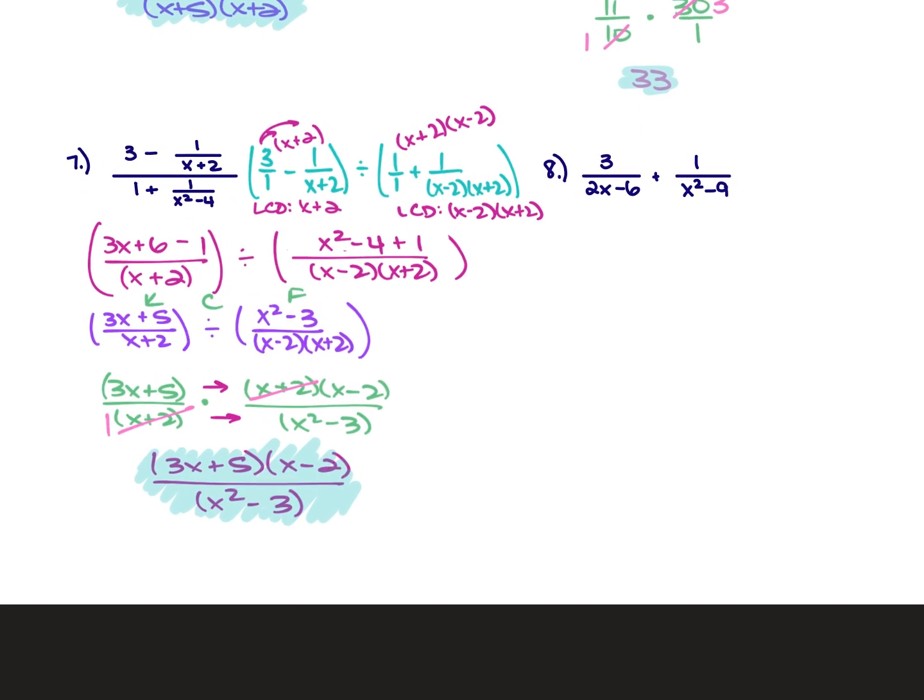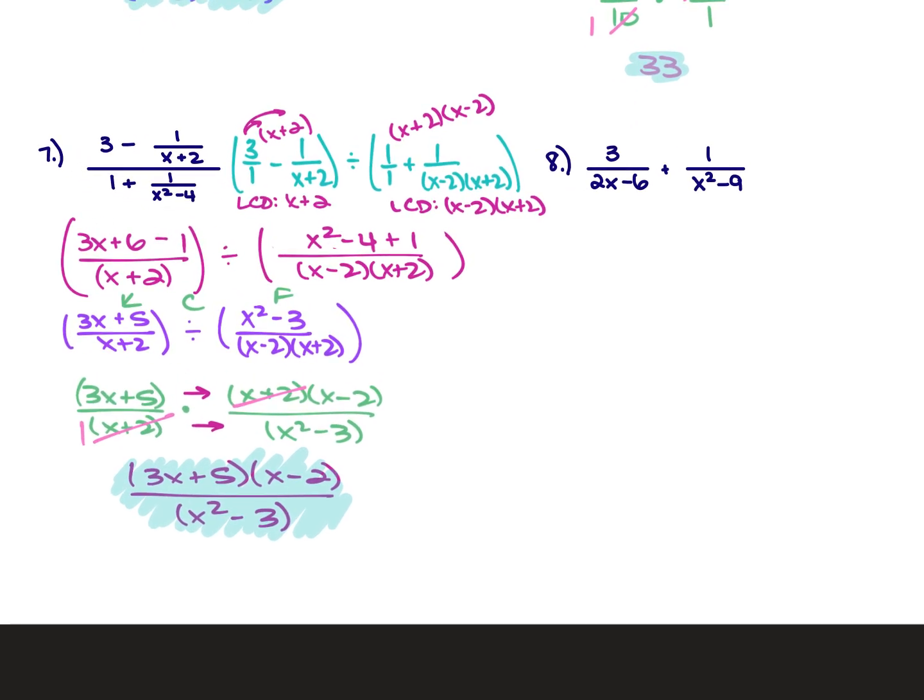For number 8, you have 3 over 2x minus 6 plus 1 over x squared minus 9. That 2x minus 6 factors to be 2 times x minus 3. The x squared minus 9 factors to be x minus 3 times x plus 3. So your least common denominator here is 2 times x minus 3 times x plus 3.